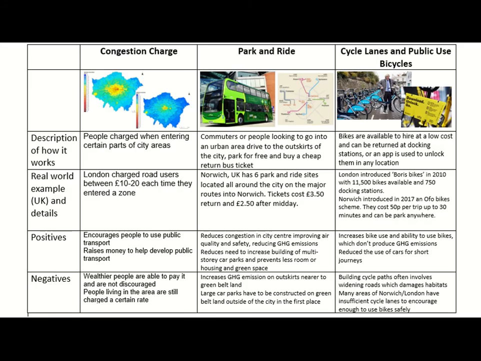Okay, but for your notes, you need to make sure that you've got information about the congestion charge, what it is, where it is, good and bad, park and ride schemes, what, where, good, bad, and cycle lanes and public use bicycles, what, where, good, bad. So all the detail for you is there in summary on the screen. You just need to pause the screen to make sure you've got all that detail in your notes. When you're ready, unpause the screen and we'll look at the next challenge.